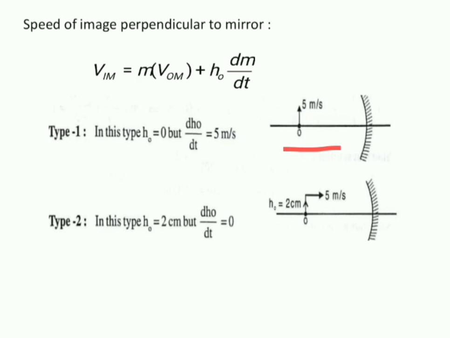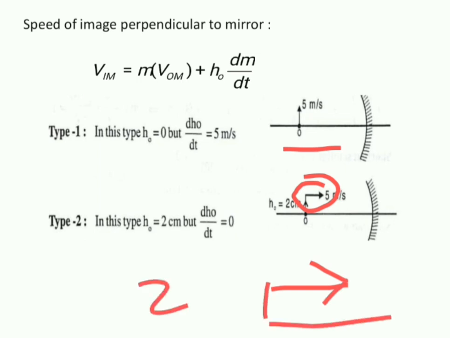In case 2, this is your object, and the object is moving horizontally above the principal axis, and this distance is given as 2 centimeter. Since the distance is 2 centimeter, here h naught is 2 centimeter, whereas it is moving parallel to the principal axis. Since it's moving parallel to the principal axis, what is the value of dh naught by dt? 0. So in this case, VOM is 0. It's not moving perpendicular to the principal axis. It's moving parallel to the principal axis, but at a height h naught equal to 2 centimeter.